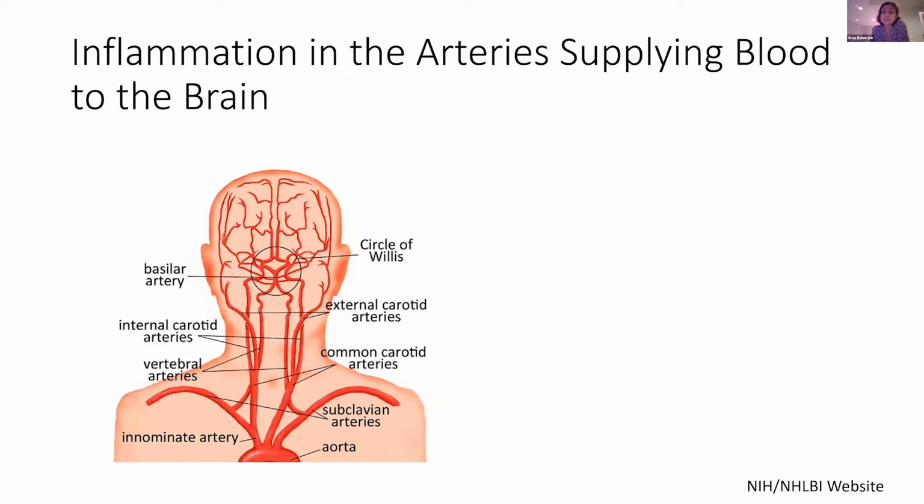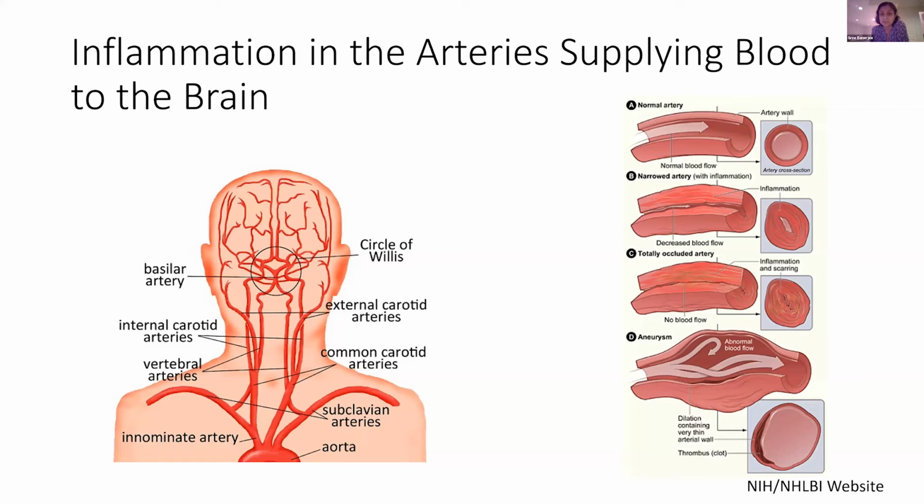Now, any of these arteries can be affected by inflammation. So what happens when there's inflammation of the blood vessels? In this diagram, at the top, you can see this is a normal artery. This is the normal arterial wall with a normal lumen. Lumen is the part of the artery through which the blood flows.